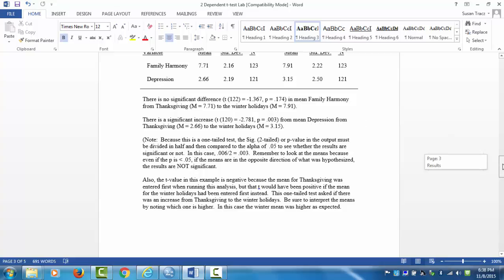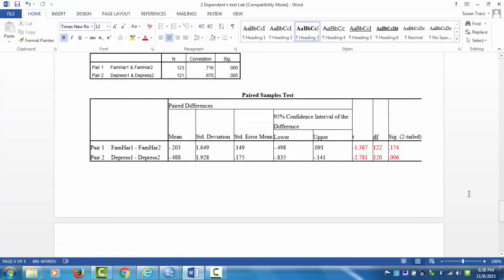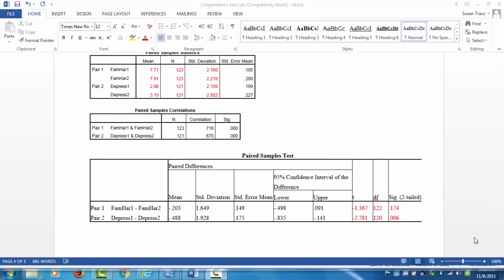And let's go down here to depression. Now there's a couple things we want to pay attention to. First of all, remember this is a test for differences between means, and with this particular variable, depression, the question was, was there an increase in depression? So at Thanksgiving, the mean was 2.66, and in the winter holidays, the mean was 3.15. So there's definitely an increase. Sort of counterintuitively, depression increases over the holidays.